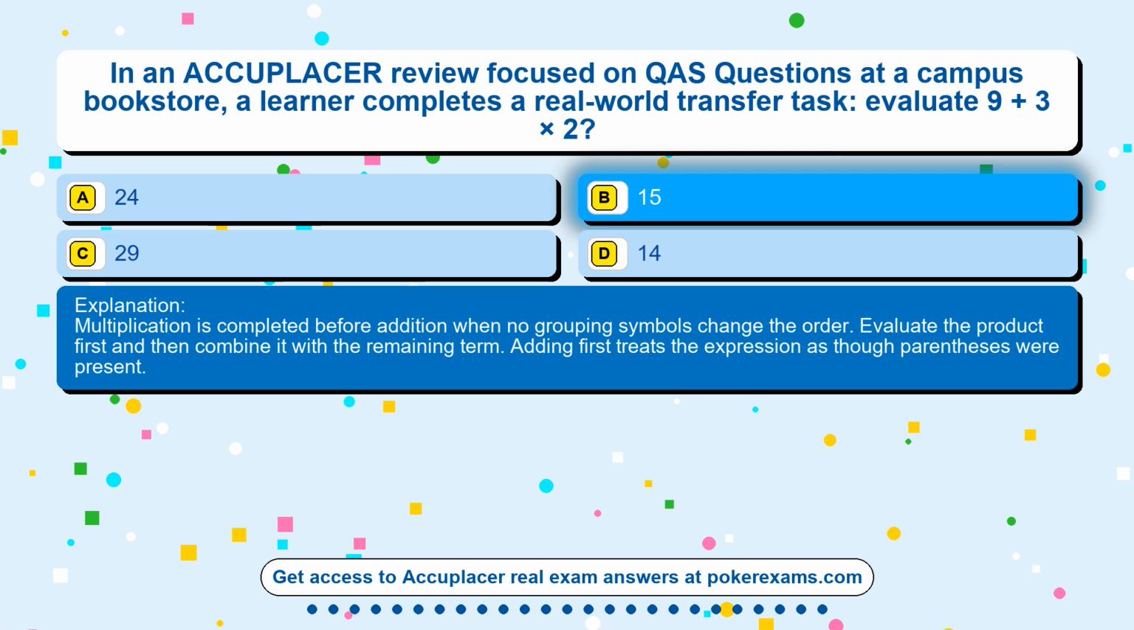Multiplication is completed before addition when no grouping symbols change the order. Evaluate the product first and then combine it with the remaining term. Adding first treats the expression as though parentheses were present.